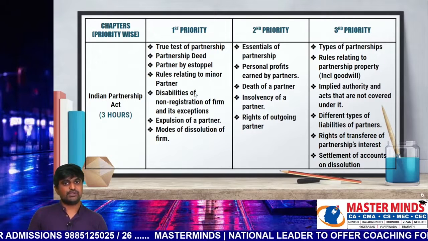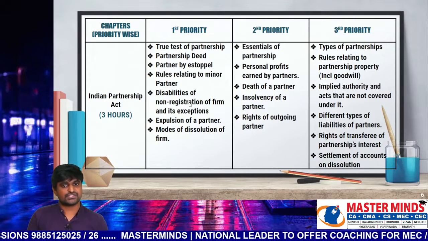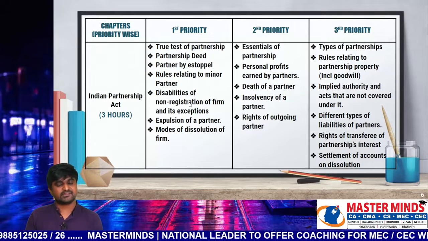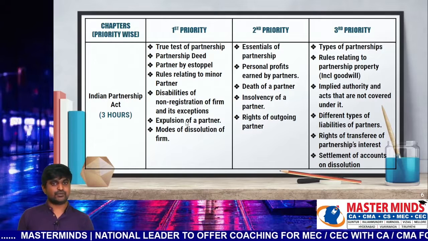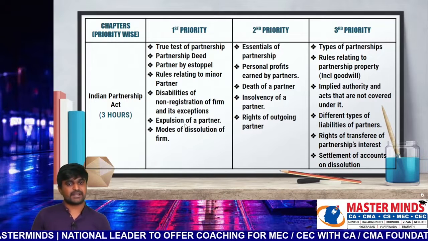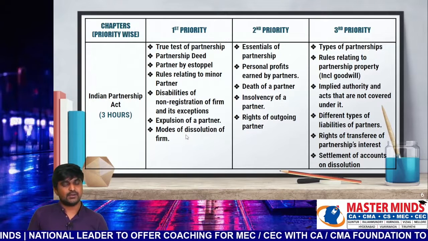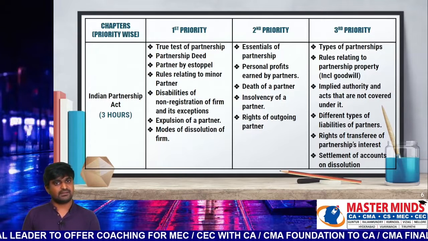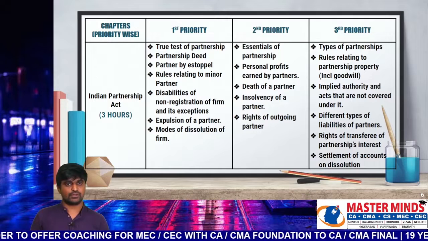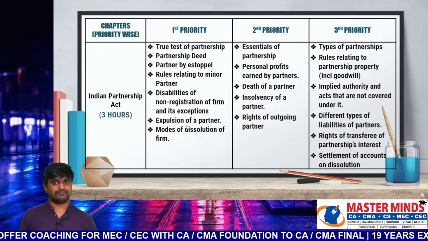After that, you need to refer to disabilities of non-registration of firm along with its exceptions. Next one, expulsion of a partner, provisions relating to expulsion of a partner. And last one, modes of dissolution of firm. One is without order of court and the other one is with order of court. You need to refer to both the concepts.